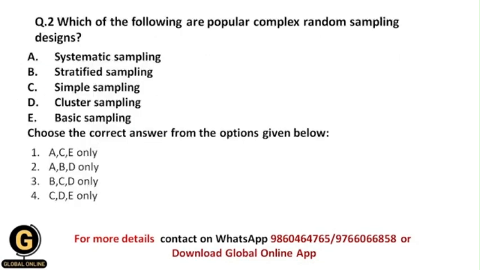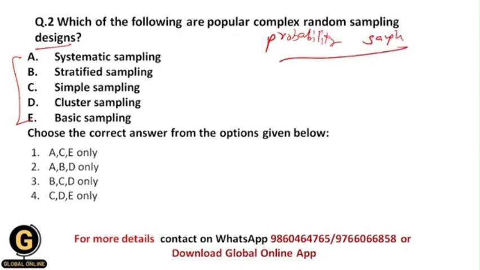Okay, next: which of the following are popular complex random sampling designs? So which of these are the popular complex random sampling designs? Random sampling designs are basically nothing but probability sampling techniques. Under this sampling technique, a researcher randomly selects the participants from the target population. So let us see the different options: systematic sampling, then stratified sampling, then simple sampling, then cluster sampling, then basic sampling.